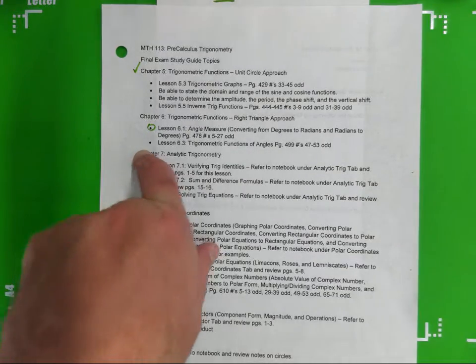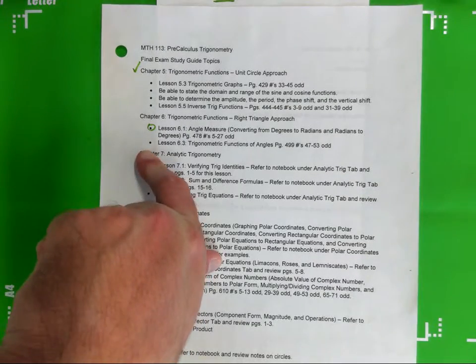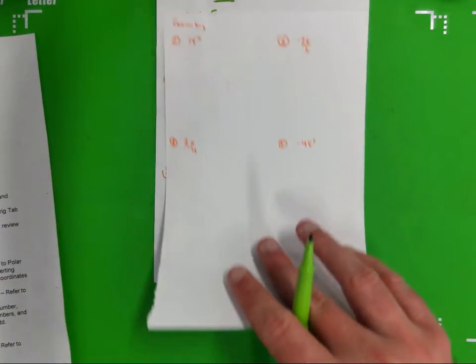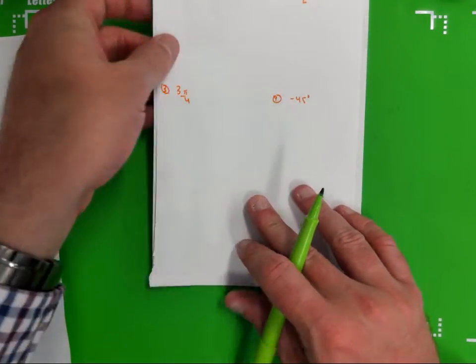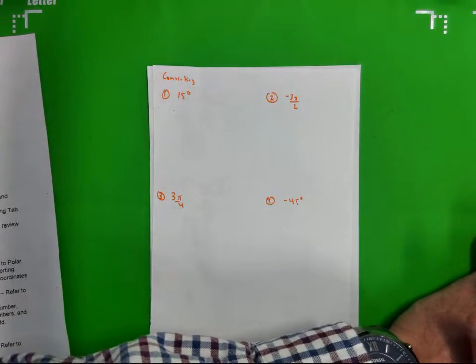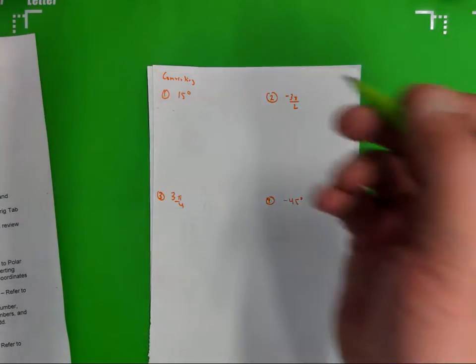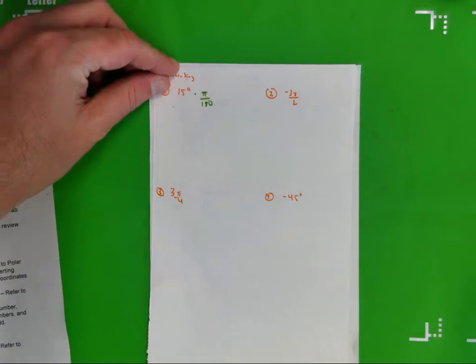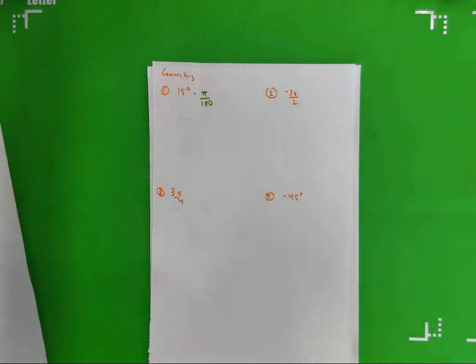6.1 angle measure. You got to be able to convert from degrees to radians, and radians to degrees. So let's look at these examples. I want 15 degrees converted to radians. What do I multiply that by? Pi over 180. Very good. Okay? These are relatively simple.